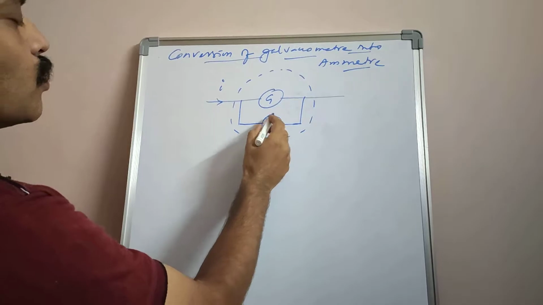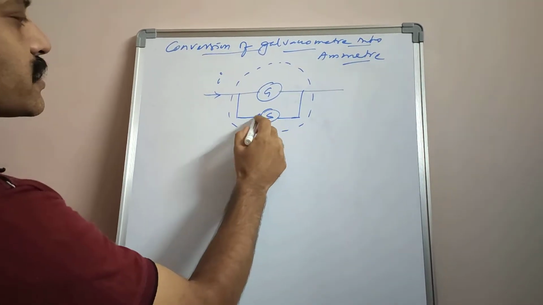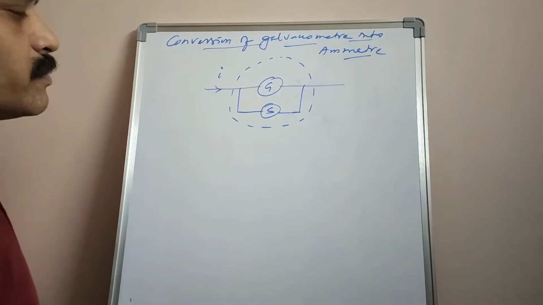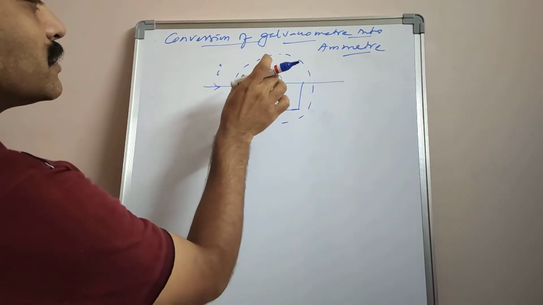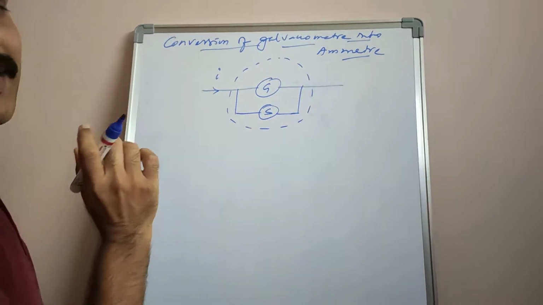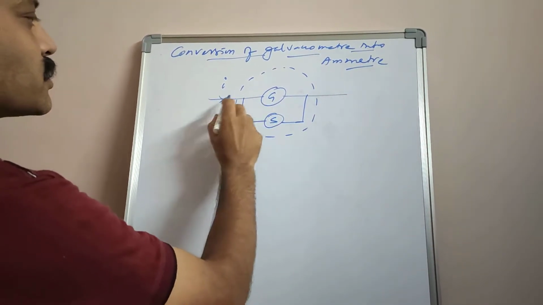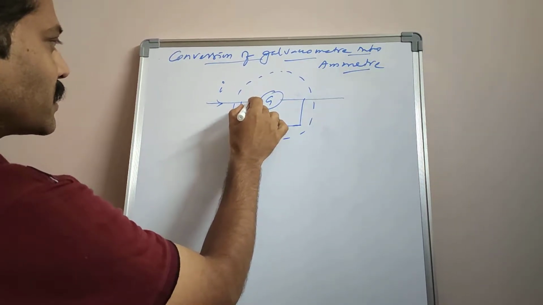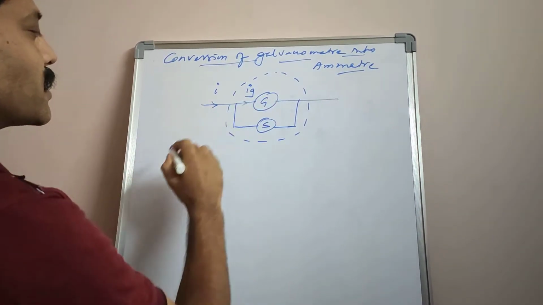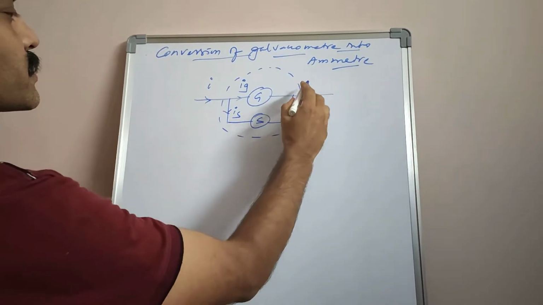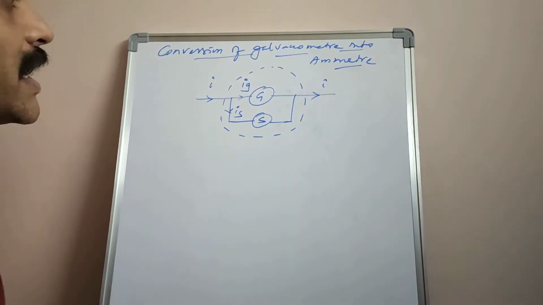Now what is shunt resistance? Shunt resistance is a small resistance always connected in parallel to the galvanometer so as to protect the galvanometer from high currents. When I is the current, it gets divided as IG, the current through the galvanometer, and IS, the current through the shunt resistance, and finally it comes out as I.